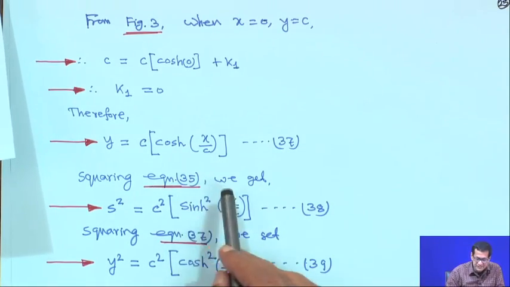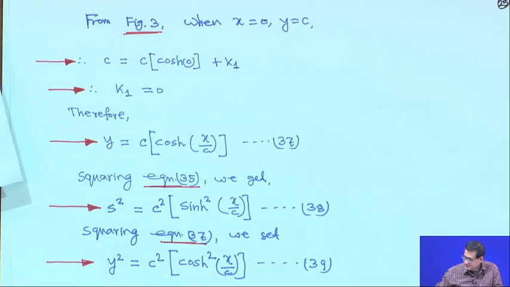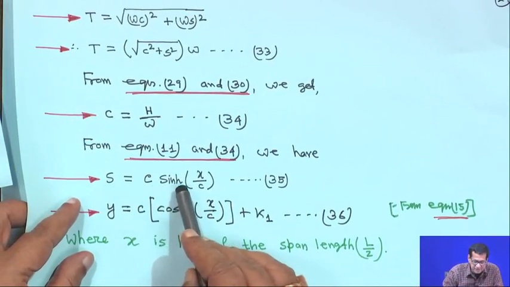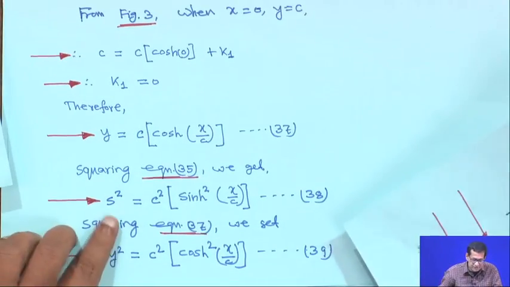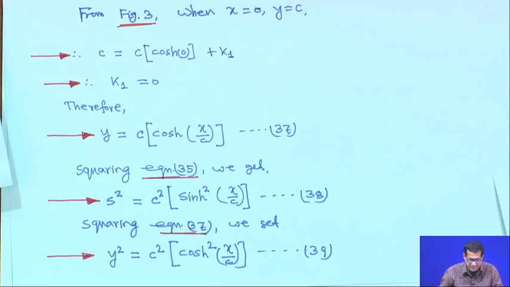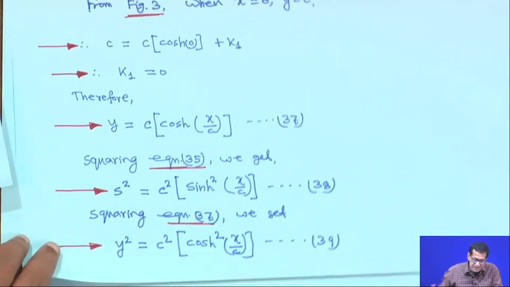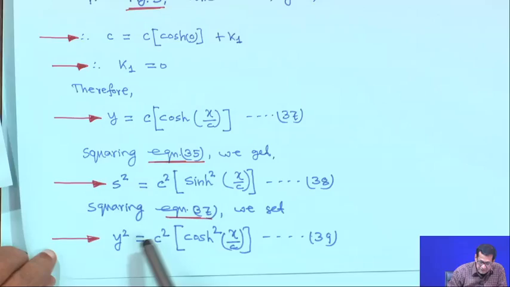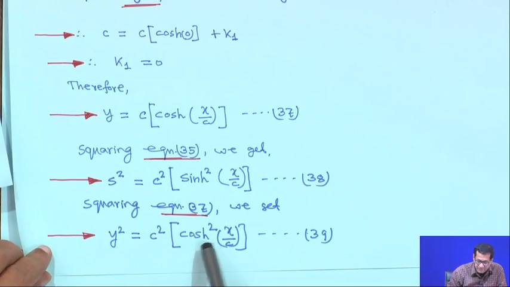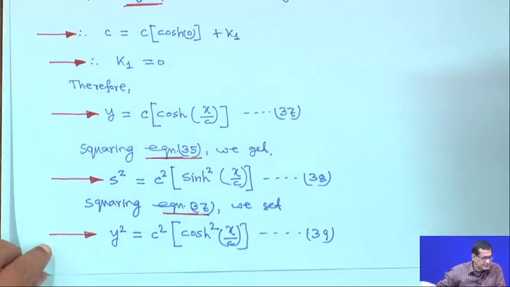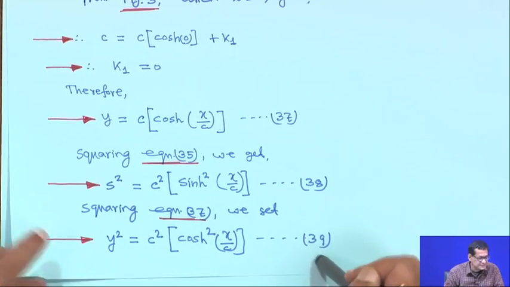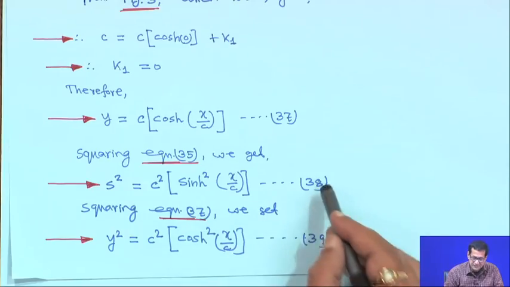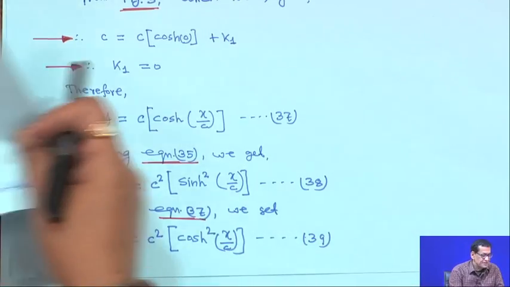Now, squaring equation 35, we get a square is equal to c square sinh square (x upon c). Next, you square equation 37. If you do so, it is y square is equal to c square cosh square (x upon c). Now, what you do? You subtract equation 38 from equation 39.